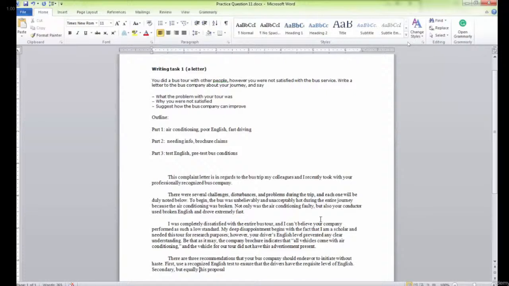Use some good connecting language here. Some good coherence language. Should pre-test the air conditioning.